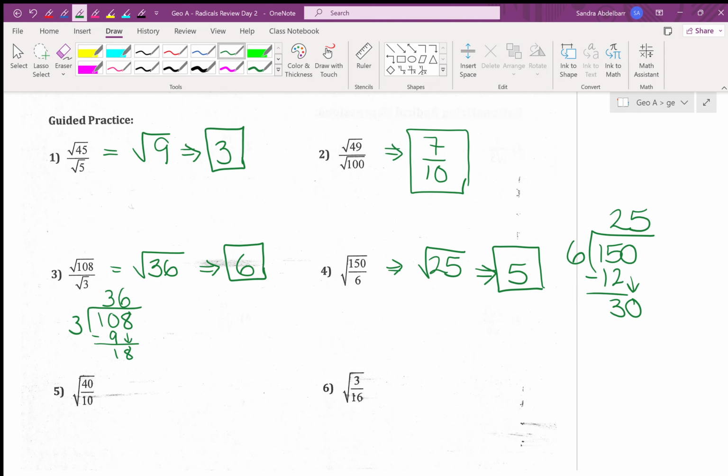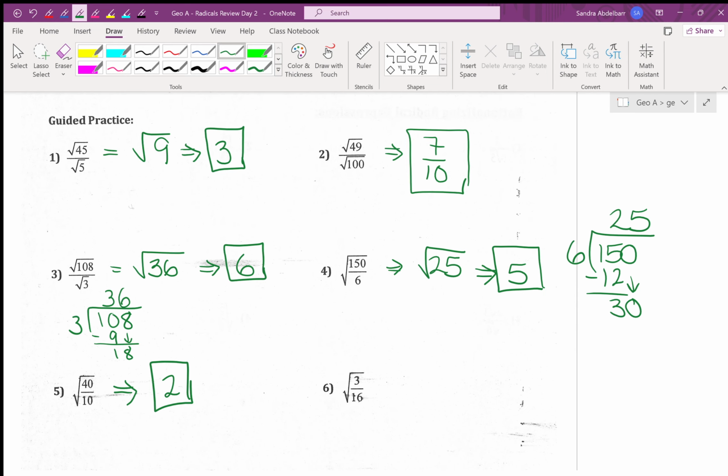All right, you all do number 5, and then we'll do number 6 together because it's a little bit different. What did you all get as your answer? 2. Anybody want to see me do this?